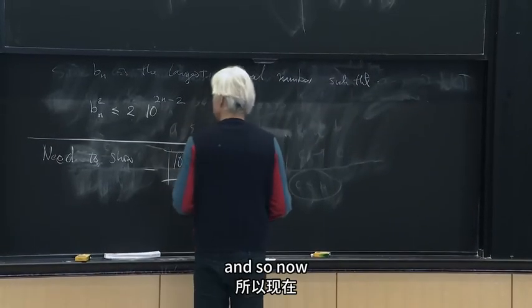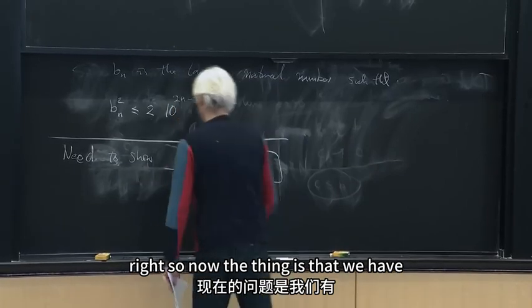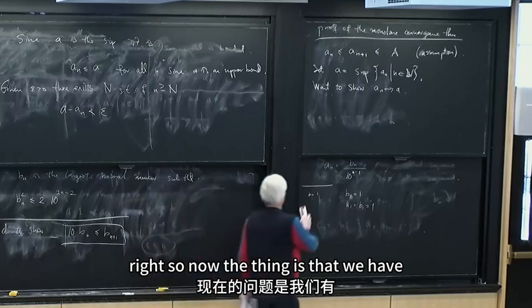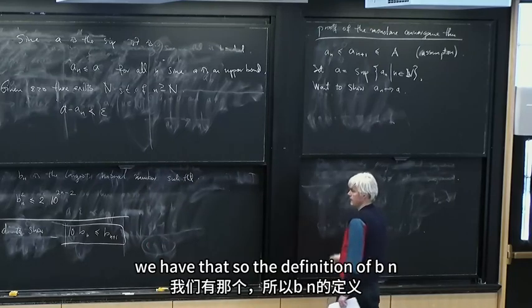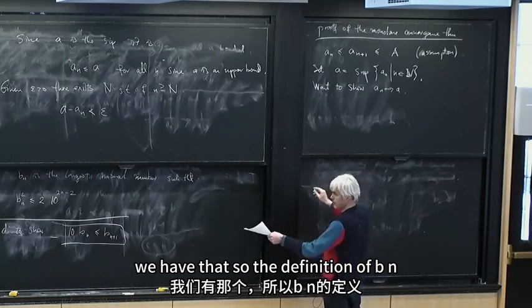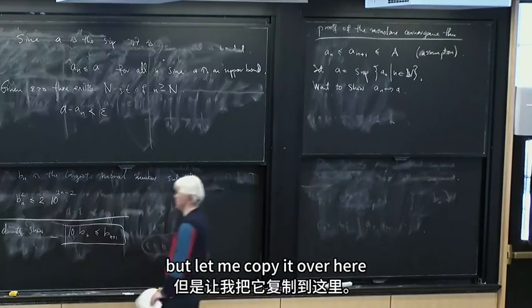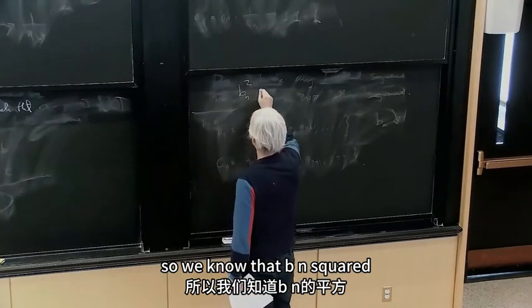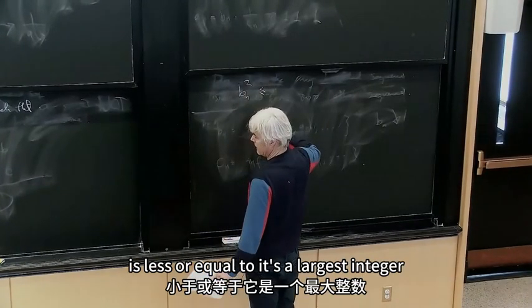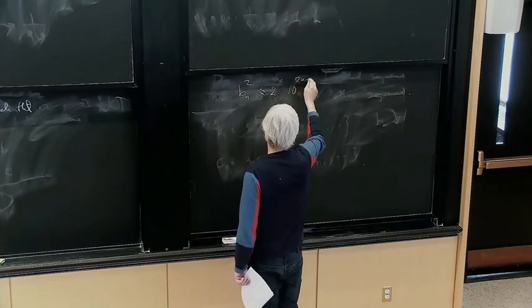And so now, the thing is that we have the definition of Bn, which is right here, but let me copy it over here. So we know that Bn squared is less or equal to, it's the largest integer, so that you have this thing here.